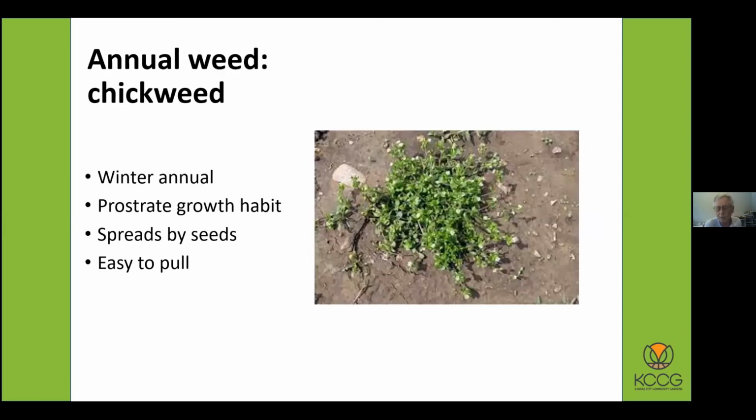Another winter annual is chickweed. Obviously called that because chickens like to eat it. It's a small leaf, and it's around during the time of year when they don't get much greenery. So again, it's a winter annual. It has a prostrate growth habit. It just kind of creeps along the ground, spreads by seeds, fairly easy to pull, really not a real difficult weed.